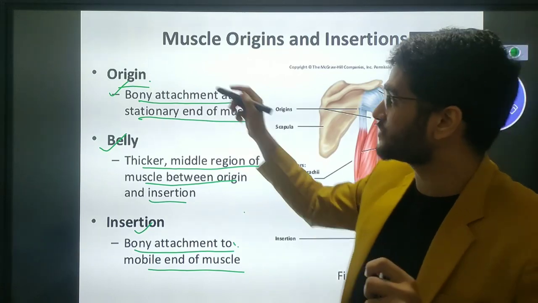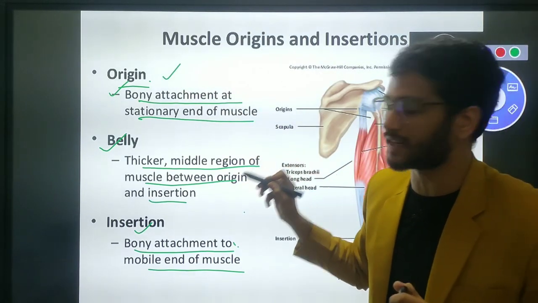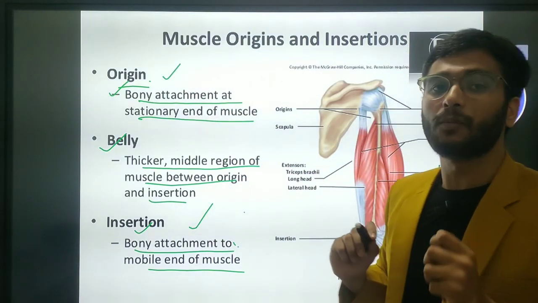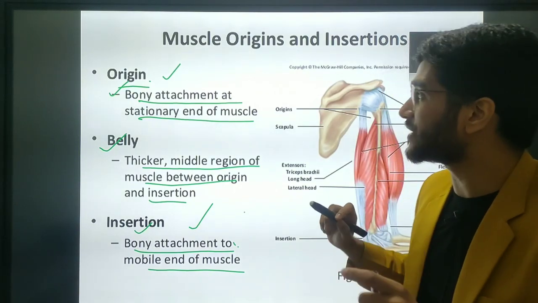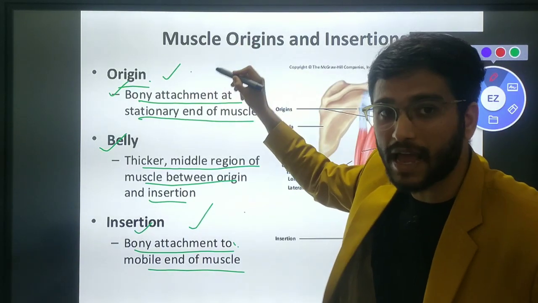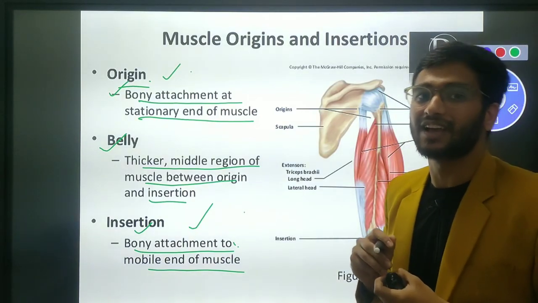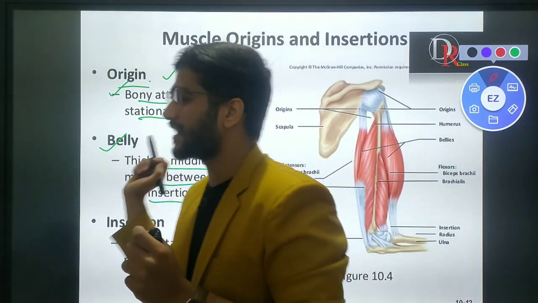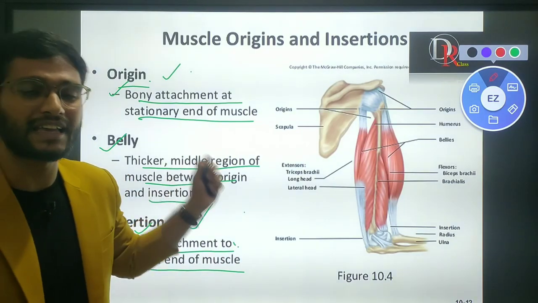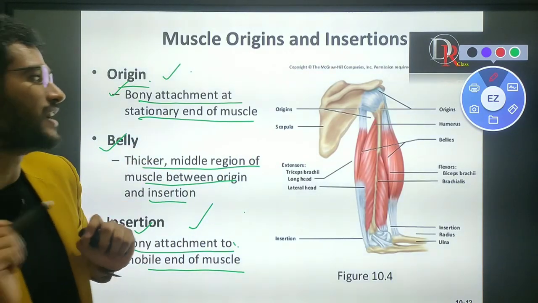In the majority of cases we find that the origin is stationary while the insertion is mobile, but in some cases the origin is mobile and the insertion is stationary. So this origin and insertion concept is not that rock solid, clear, right?